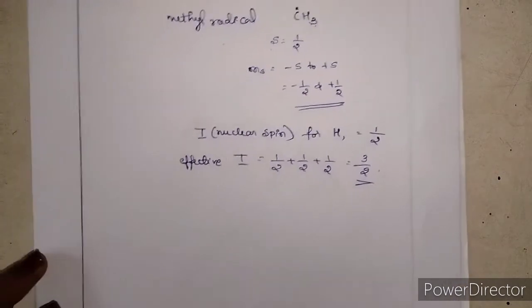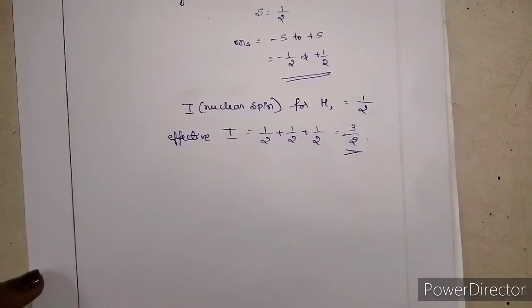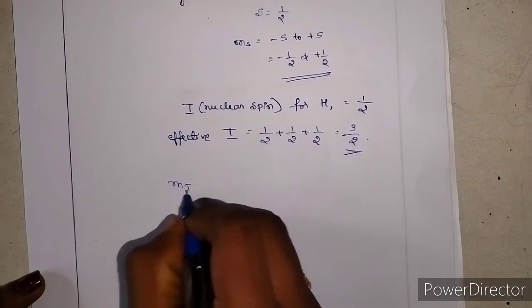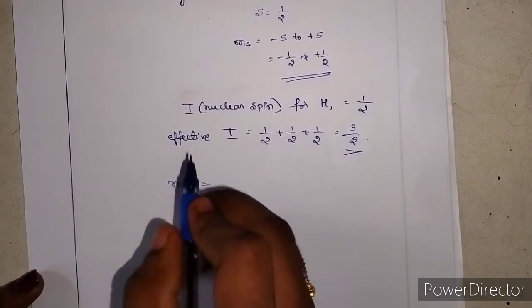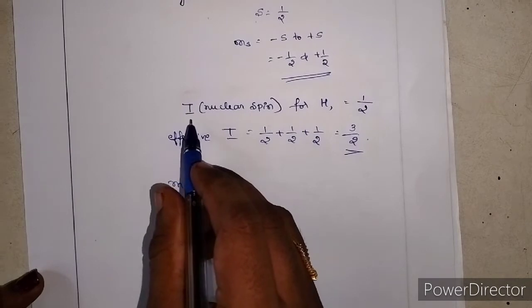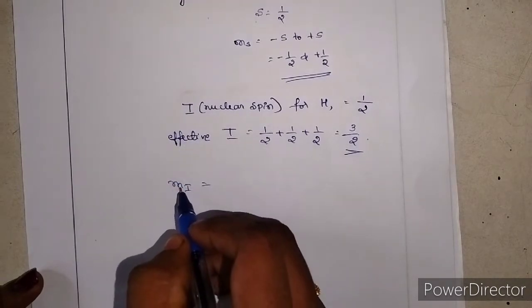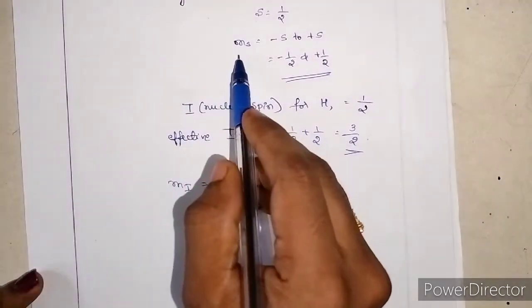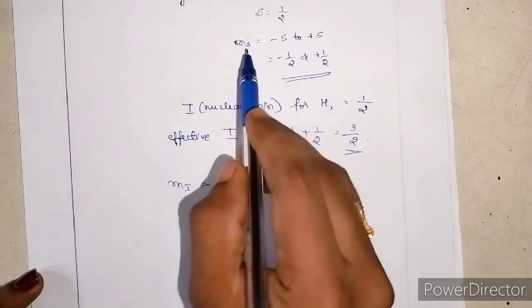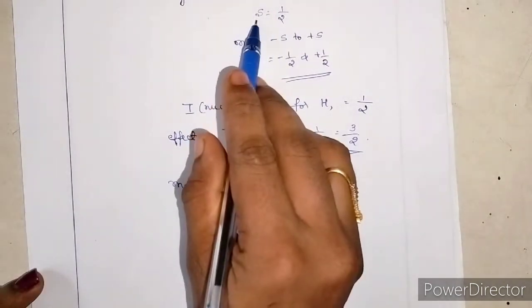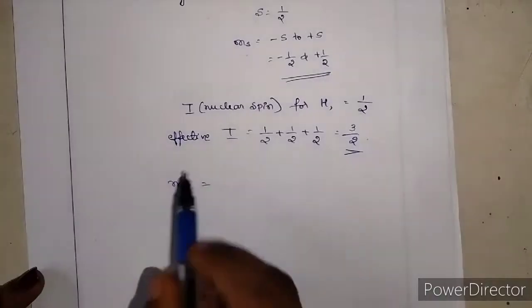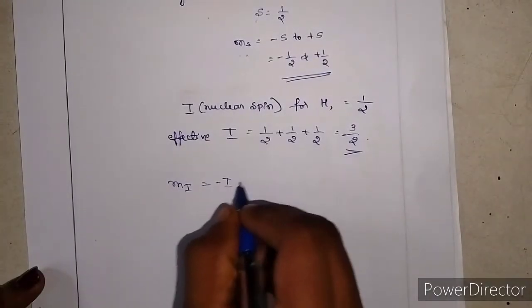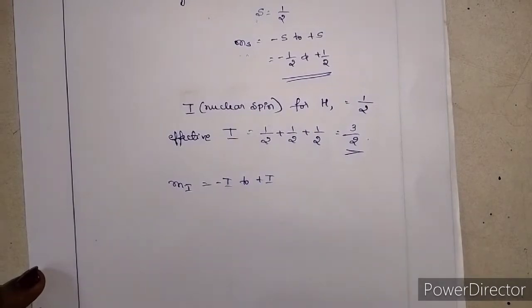Now we need to consider Mi. Mi is the quantum number associated with the nuclear spin, or simply called the nuclear spin quantum number, while Ms is the quantum number associated with the spin of the electron. Just like Ms, the Mi value is given by minus I to plus I.